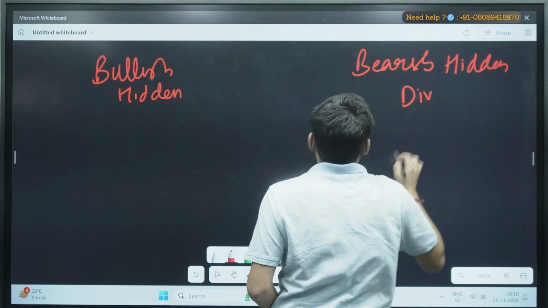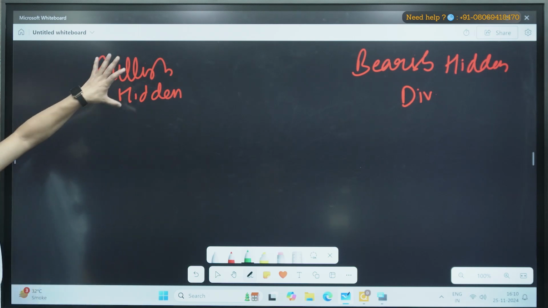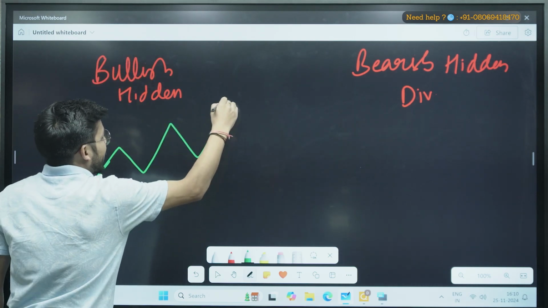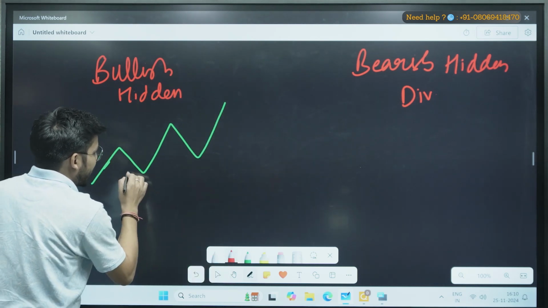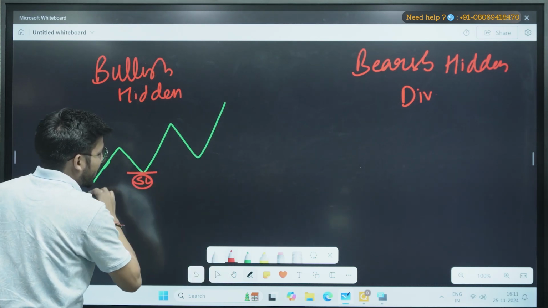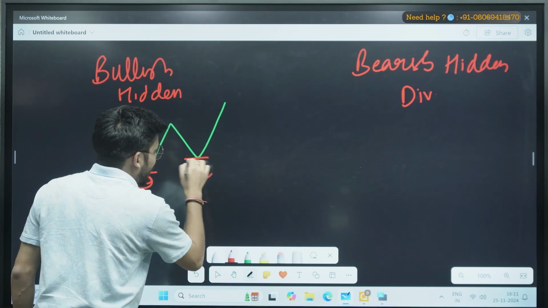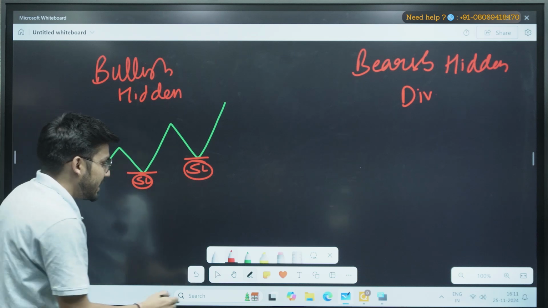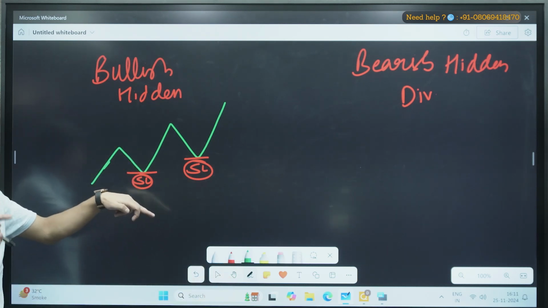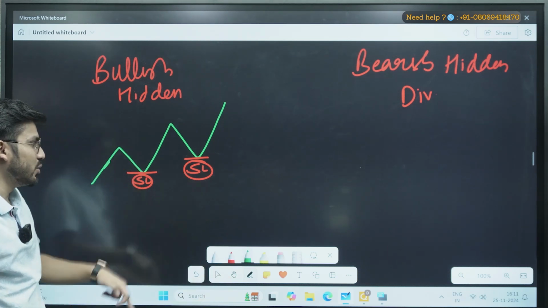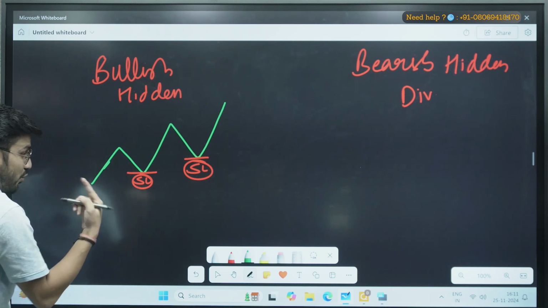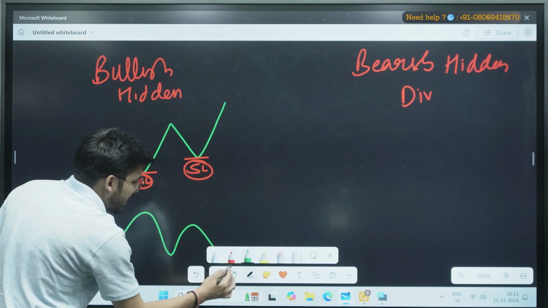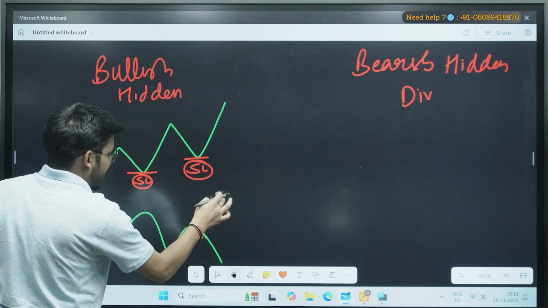Now, when we are talking about bullish hidden divergence, at this point in time your market will be moving something like this. You can see the market was making a swing low, and then another swing low, which is above the previous one, right? Now when we look into the RSI, or any other momentum oscillator, your RSI will be moving something like this.